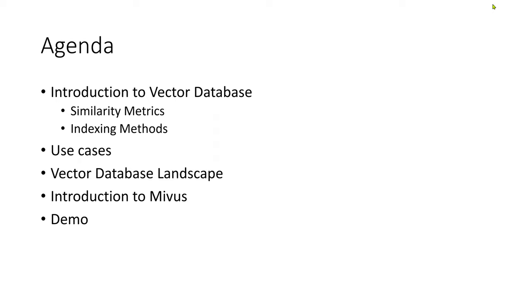There are two major things: similarity metrics and indexing methods. That's what we need to understand. And some use cases, where exactly we use vector databases. And there is a landscape, and finally, Milvus, and then we'll demo. That is the agenda.